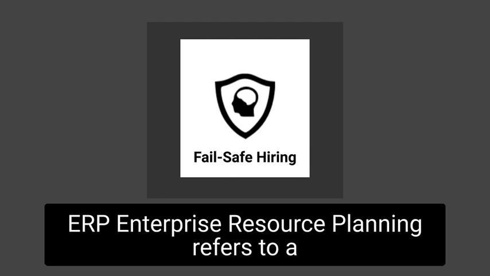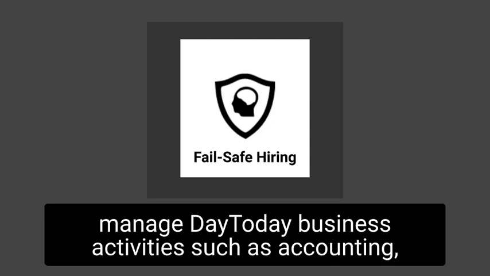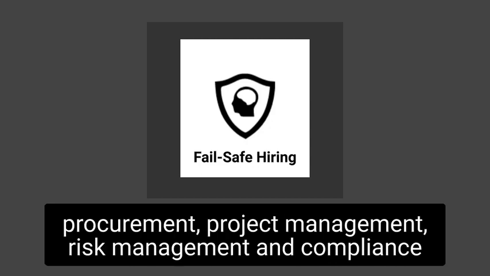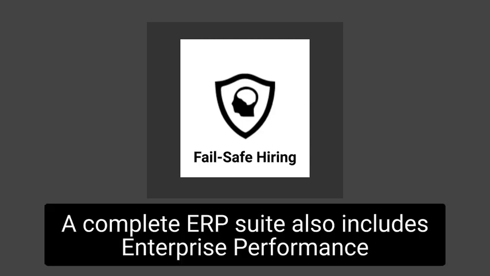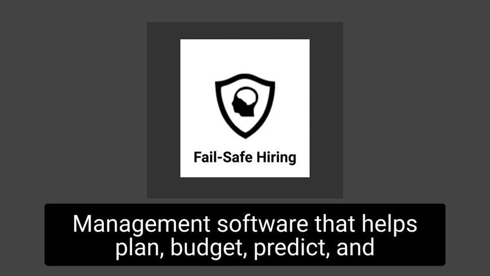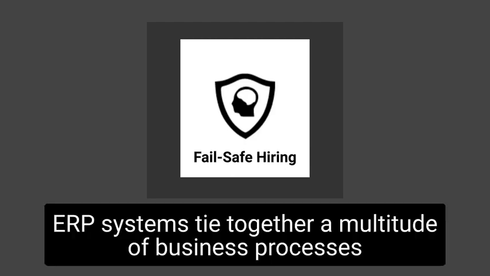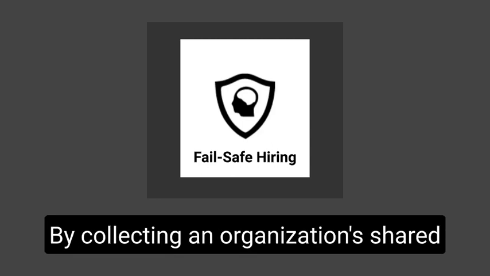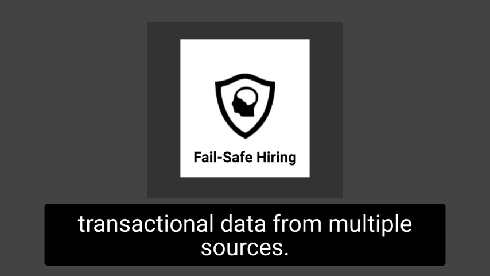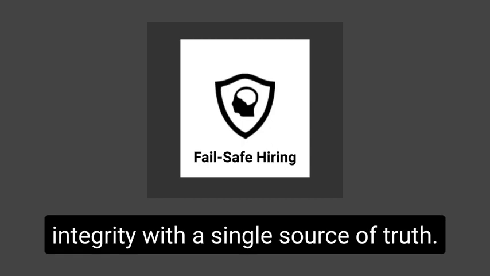ERP, Enterprise Resource Planning, refers to a type of software that organizations use to manage day-to-day business activities such as accounting, procurement, project management, risk management and compliance, and supply chain operations. A complete ERP suite also includes enterprise performance management, software that helps plan, budget, predict, and report on an organization's financial results. ERP systems tie together a multitude of business processes and enable the flow of data between them. By collecting an organization's shared transactional data from multiple sources, ERP systems eliminate data duplication and provide data integrity with a single source of truth.